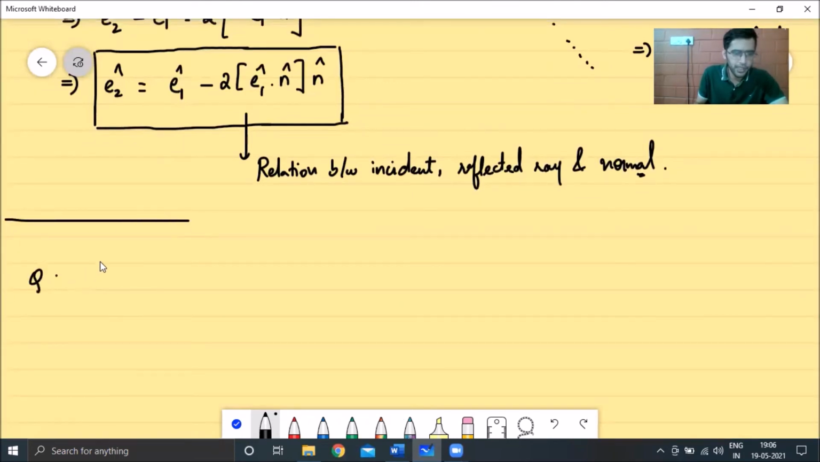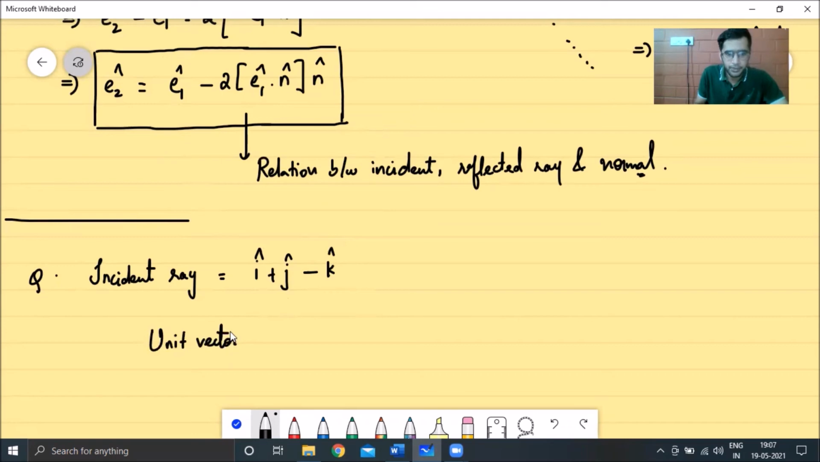So the question was, your incident ray is along what vector? The incident ray was along the vector i cap plus j cap minus k cap, right? And now to use this formula, we need the unit vector along the incident ray. So what would be the unit vector along this direction? The unit vector along this direction would be equal to this vector divided by its magnitude.